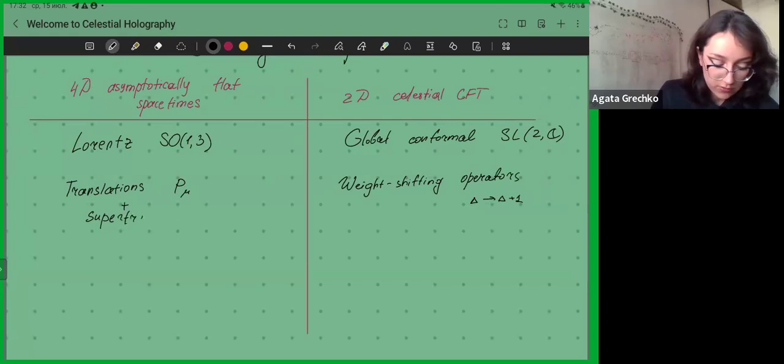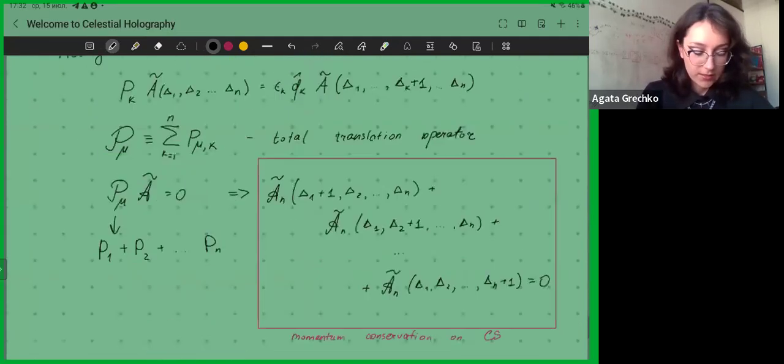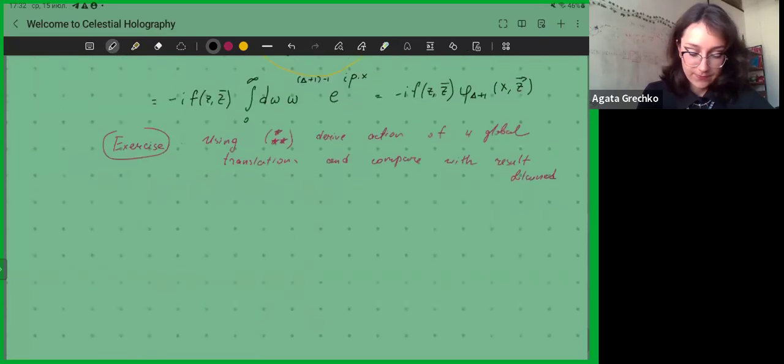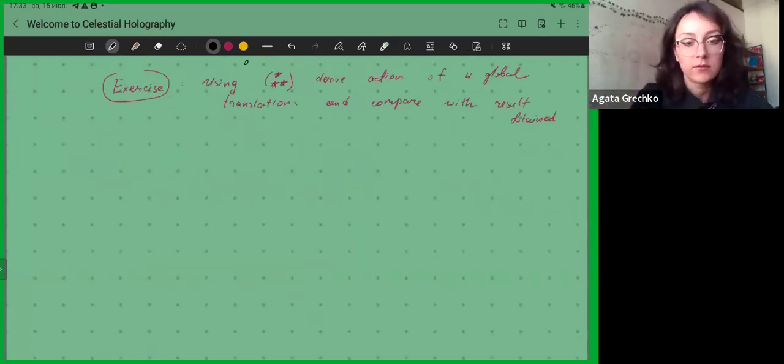Super translations. Okay, so far so good. Great. Now the interesting thing is needed to be discovered.